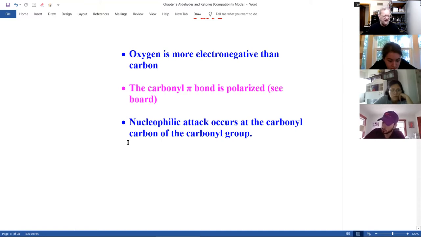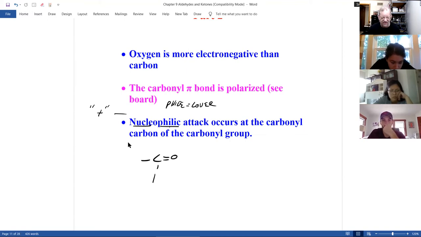Attack occurs at the carbonyl carbon. Now, what's nucleophilic attack? Well, philic comes from the Greek word phile, which means lover. So loves, and nucleo is like the nucleus, a plus charge. So nucleophilic attack, something that loves plus charges, where is it going to attack on a ketone or aldehyde? Right here. And a lot of the chemistry happens here. Not all of it, but a lot.